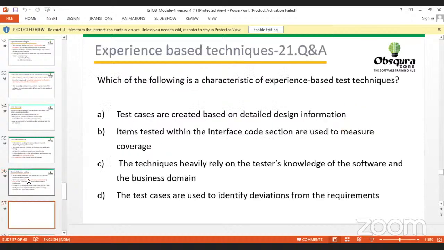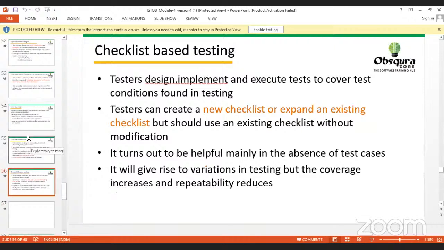Is it clear now? Exploratory, error guessing and checklist-based testing, and experience-based testing. Is it clear? Any doubts in the session? Okay.